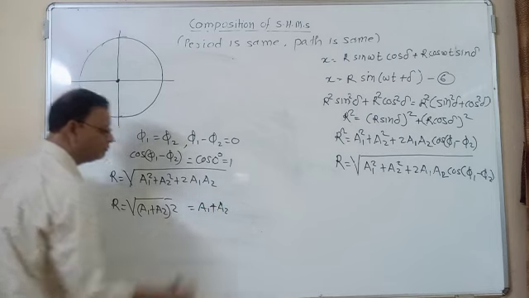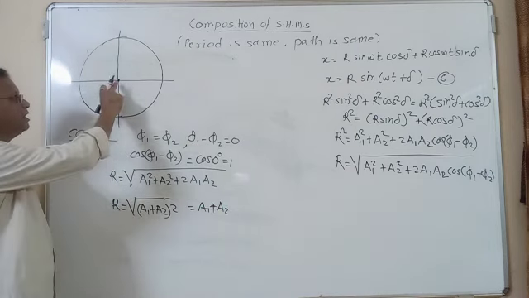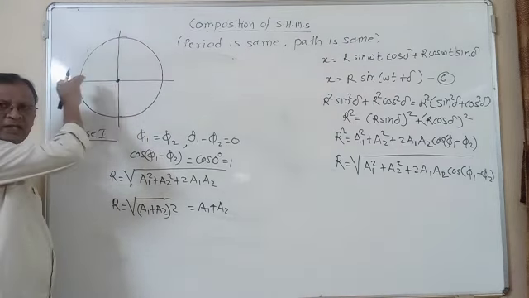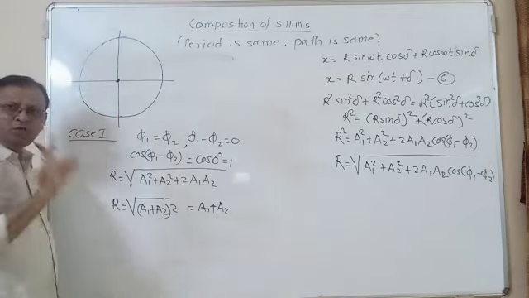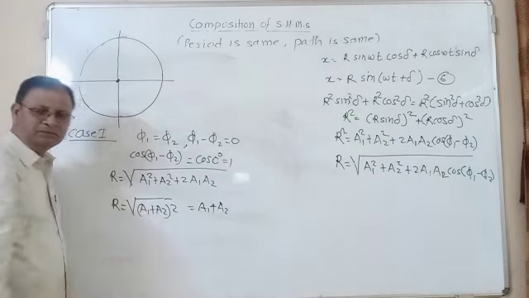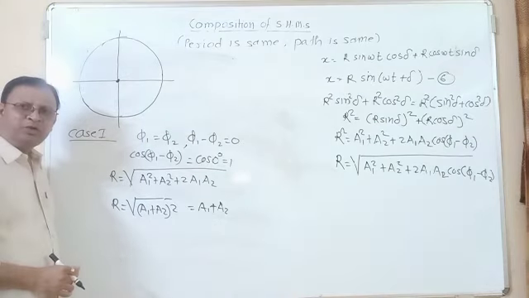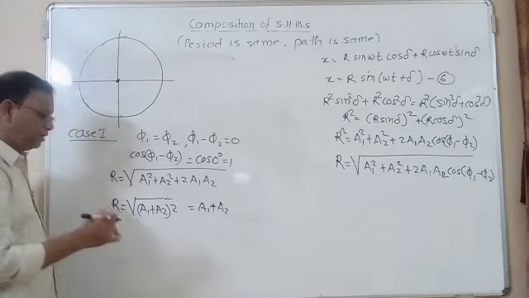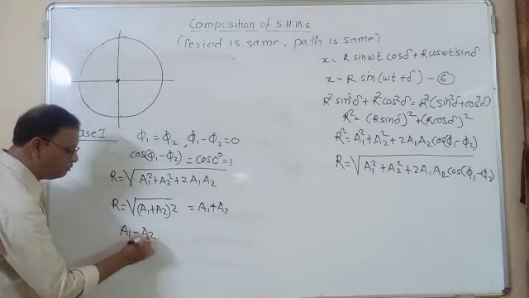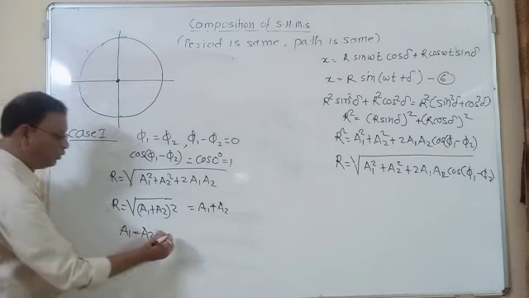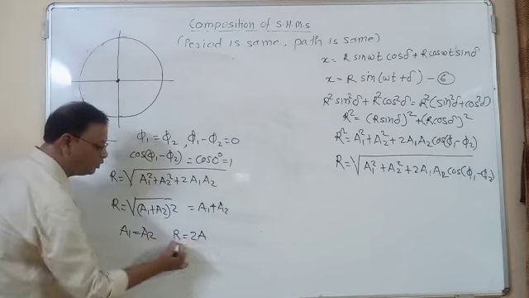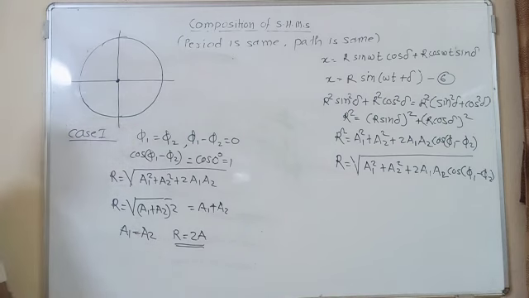So if the particle starts S.H.M. from the same position and moving in the same direction because of the two S.H.M.s, then the resultant amplitude becomes A1 plus A2. There is the addition of amplitudes of the two S.H.M. And if both amplitudes are same, if A1 is equal to A2, what happens? If A1 is equal to A2, then the resultant amplitude becomes A plus A, that is equal to 2A. This is the first case.